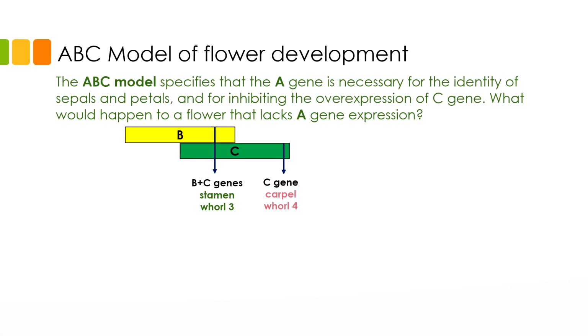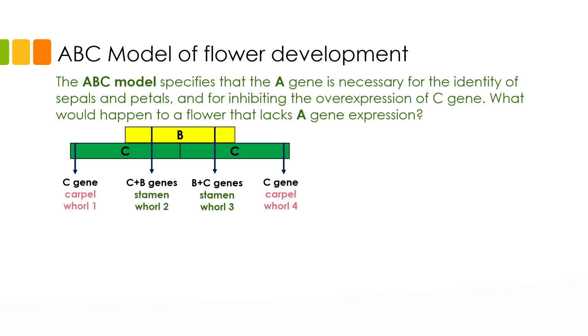Without the A gene, we will be left with only the B and C genes. Also, because the A gene is absent, the expression of the C gene is expanded. In this scenario, the expansion of the C gene expression will give us a first whorl of flower composed of a carpel because that is what the independent expression of the C gene controls. The second whorl is controlled by the combined expression of B and C genes. This will be responsible for the formation of a stamen.